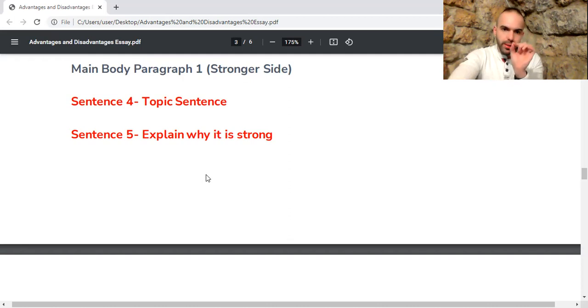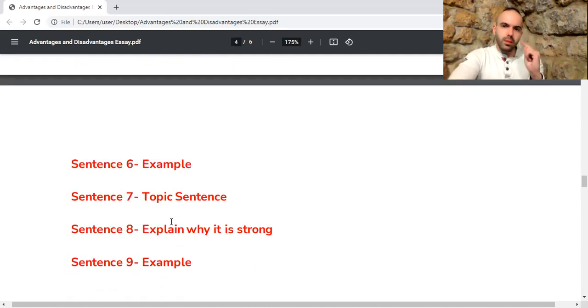After that, you have a point, and then you have to start with a topic sentence of the second advantage or disadvantage, whatever you choose as the stronger side, and then you have to explain why this is strong, and then give another example about this specific advantage. Okay, so you need to follow this structure, but I would recommend again to only use 1 advantage. You don't need to use 2, only 1.